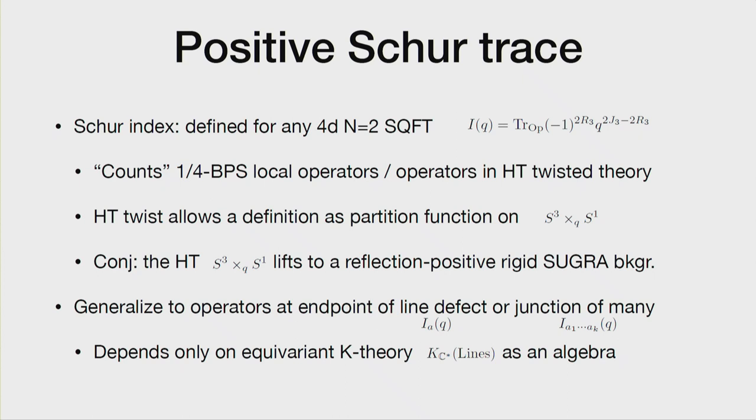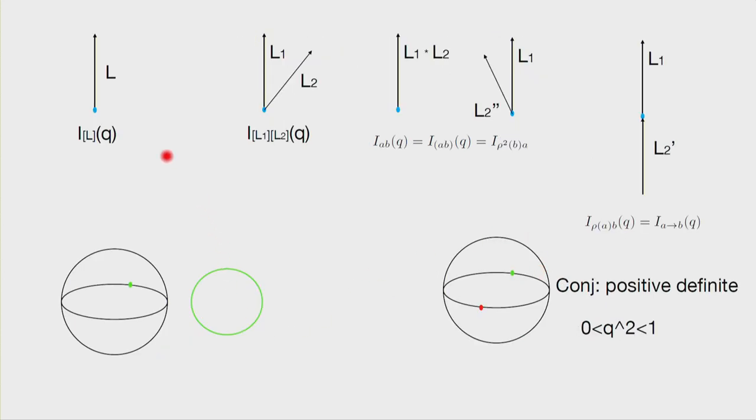Let me not go into this, but let's just say that these line defects have a natural fusion and that they define some kind of an algebra, and that the Schur index behaves well under this multiplication in this algebra. So let me draw some pictures. Here is a situation where I'm counting local operators at the end of a line. Here I'm counting local operators at the junction of two lines. Here I took the second line and I merged it with the first one. And there is this algebraic structure on the K-theory classes, which allows me to write the index in the presence of two lines as the index in the presence of one line, which is the product of the two.